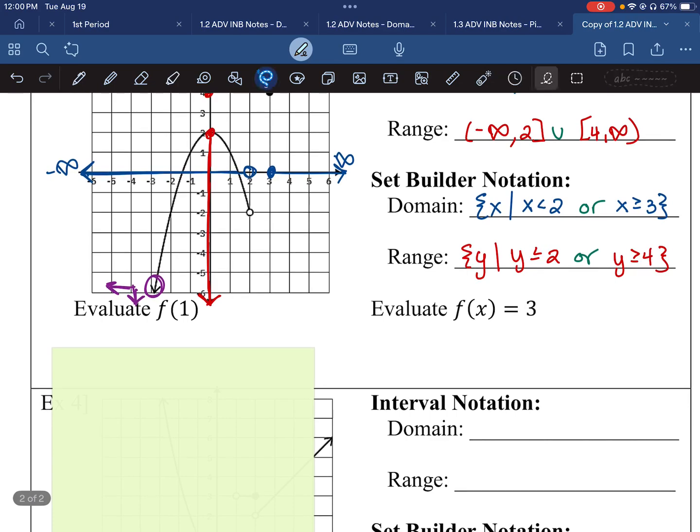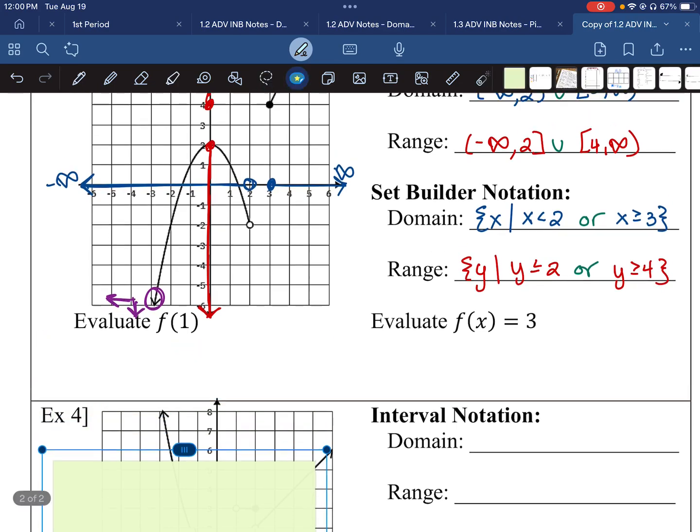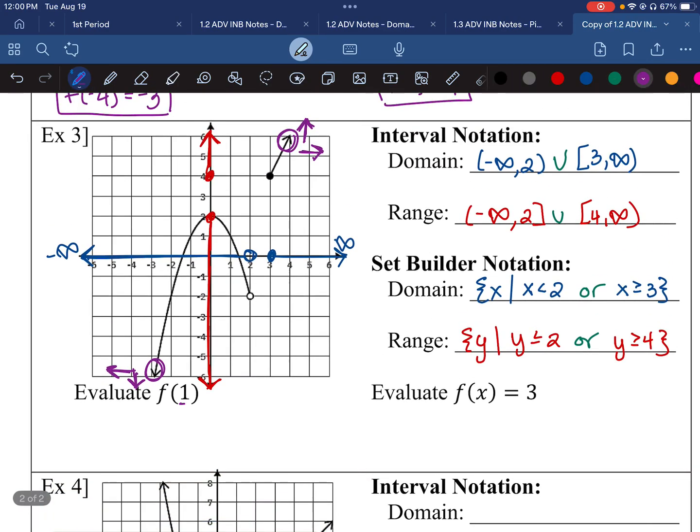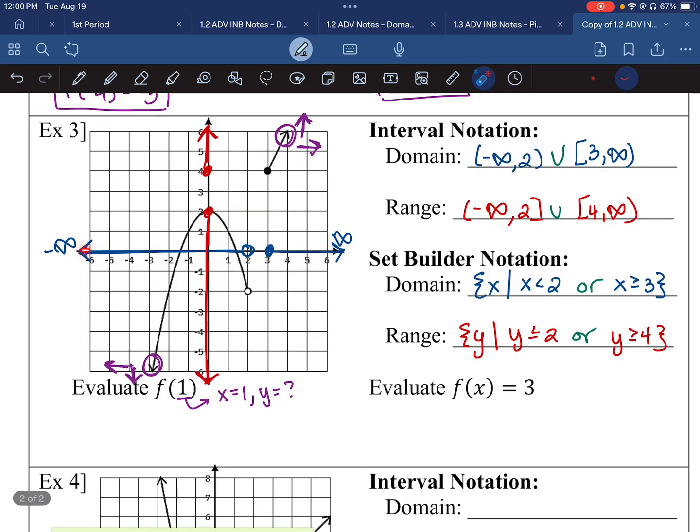f of 1, find the y value when your x value is a 1. x is 1 because it's on the inside. So if I look at my function here, I'm going to follow the x's to 1, and I see that it actually hits the function at also a y value of 1. So f of 1 is equal to 1.